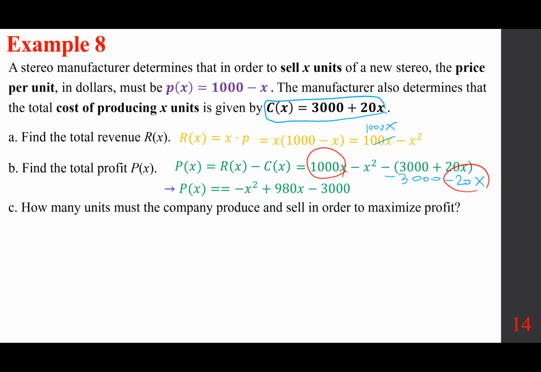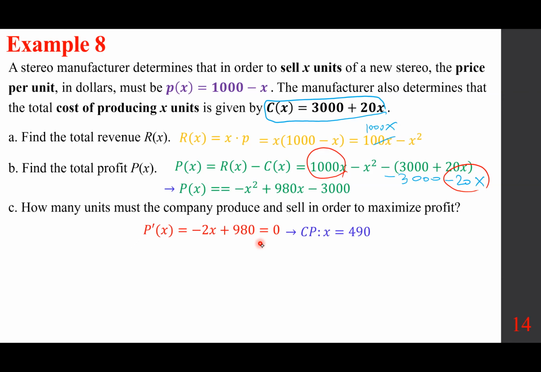How many units must the company produce and sell in order to maximize profit? We are going to take the derivative of the profit function P of X. And we take the derivative here, we get minus 2X plus 980. And to find the critical point, we set it equal to 0. When we set this equal to 0, critical point of X equals 490.